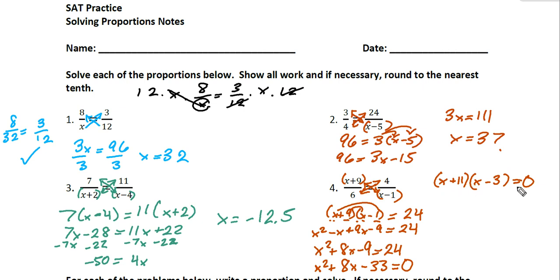Now let's set each one of these factors equal to 0. And now let's solve for x. So we get negative 11 and positive 3.